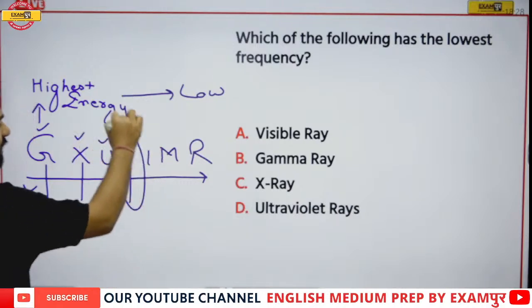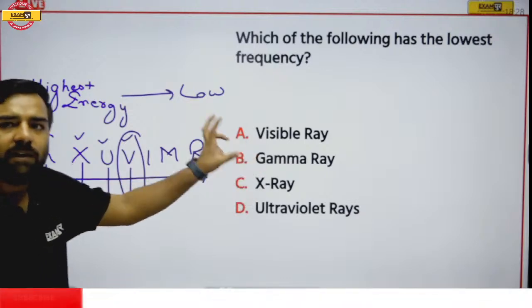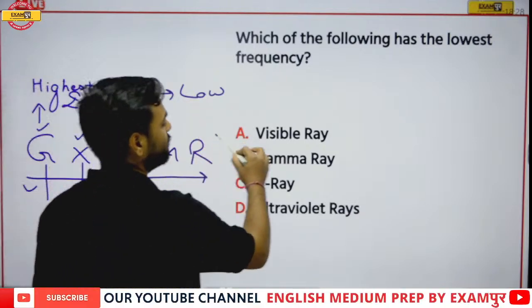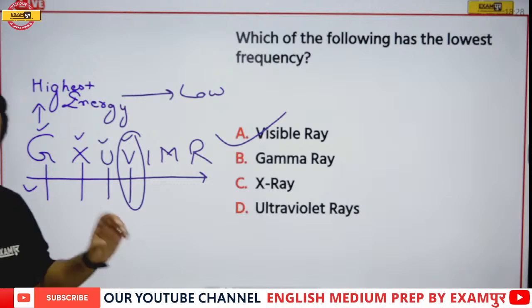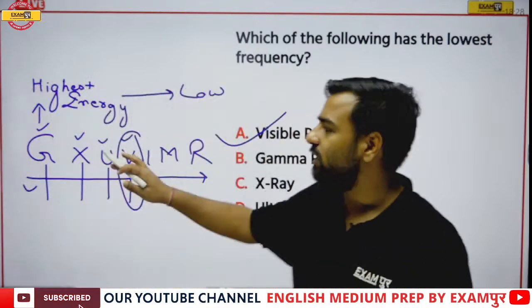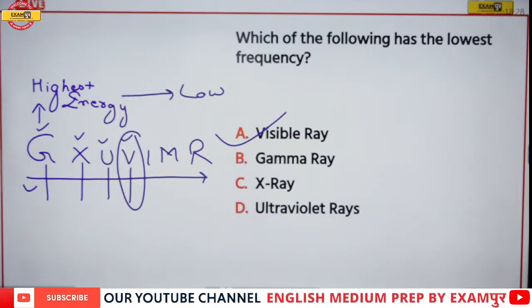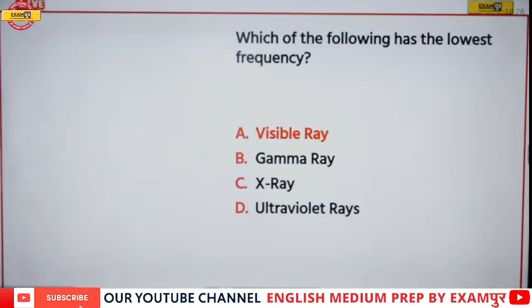So here we will be having less energy according to these options, correct? So yes, according to these options, option number A is going to be the correct answer. It's as simple as that. Just go with this particular sequence order, everything would be sorted. Okay, so here option number A, that is visible ray, is the correct answer.